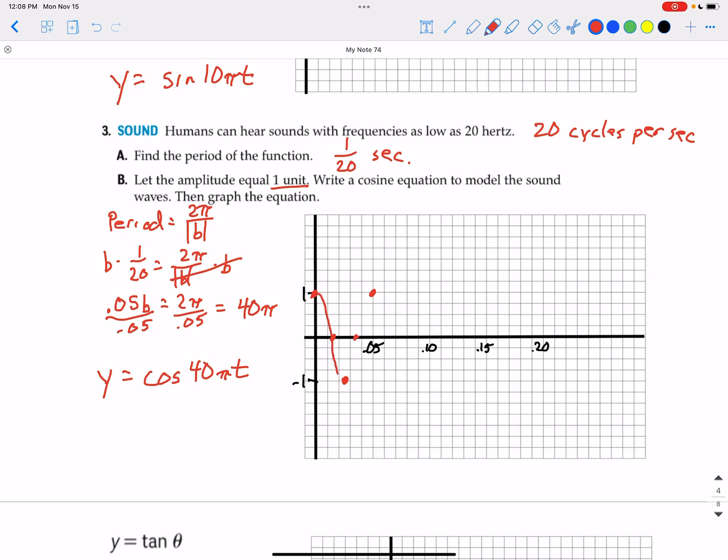I'll round off my high and low points. And then if I wanted to draw a second period, that's what the second cycle would look like. And a third cycle, whoops, not there, up here. And here's a third cycle. That point should not be there. And we can continue to do that with our cosine function.